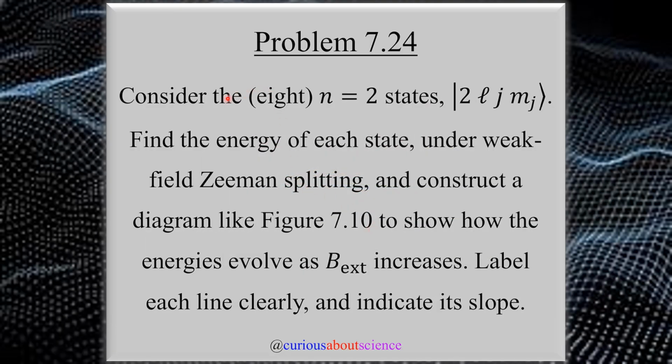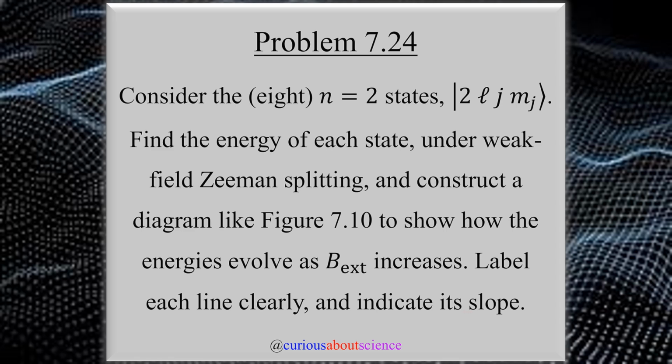In this problem, we're tasked to consider the 8 n equals 2 states of the form |2, L, J, M_J⟩, find the energy of each state under weak field Zeeman splitting, and construct a diagram like figure 7.10 to show how the energies evolve as B_external increases. Label each line clearly and indicate its slope.